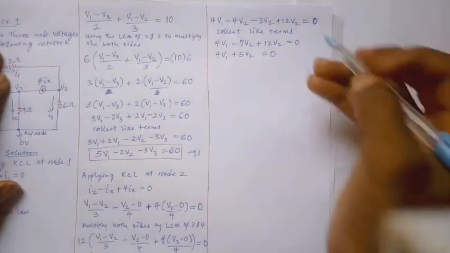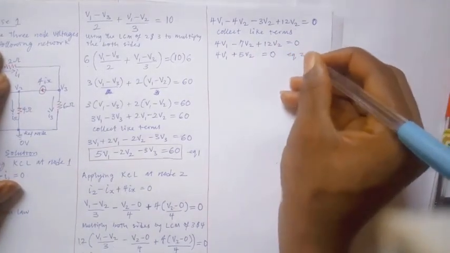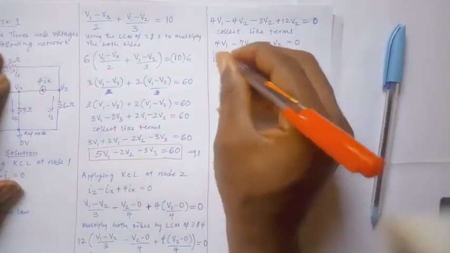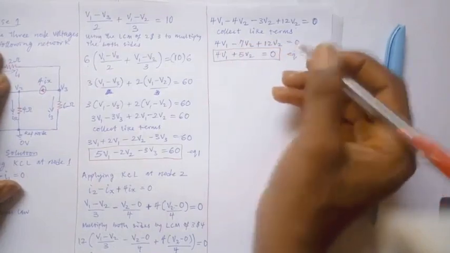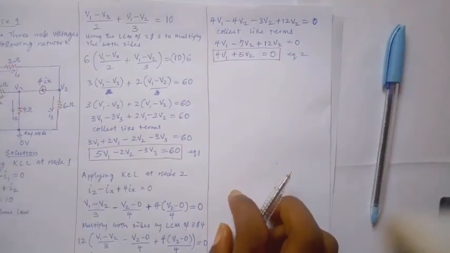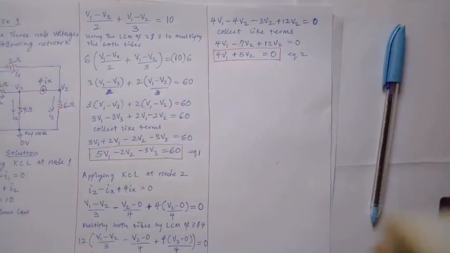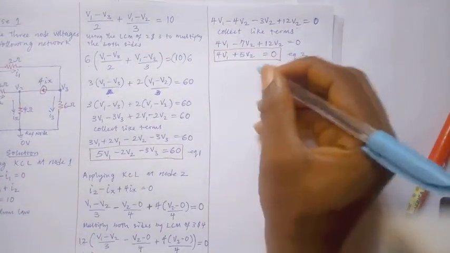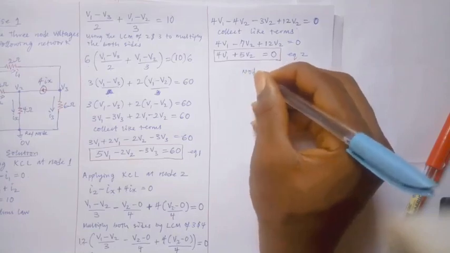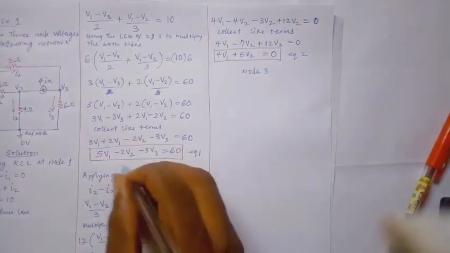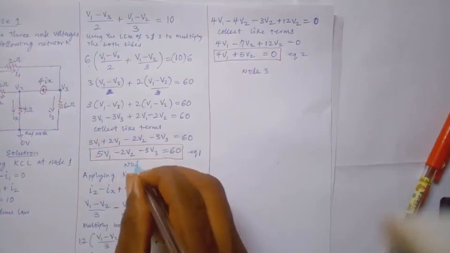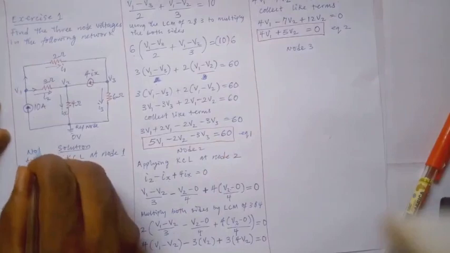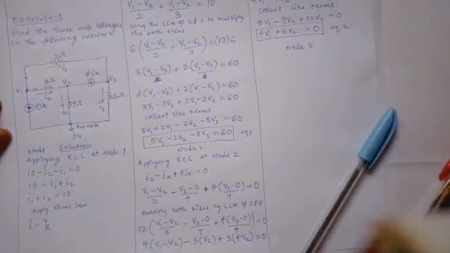Now this one is equation 2. Now let's move on to node 3. Node 3. This one is node 2. And this one is node 1.